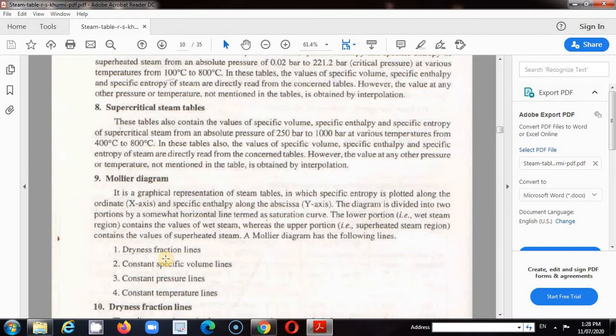The value of the dryness fraction is always less than 1 for that wet region, and there are various lines available in the Mollier chart. The first is dryness fraction lines. These lines are parallel to the saturated line and are available below the saturated line. The second one is constant specific volume lines. The third one is constant pressure lines, and the fourth one is constant temperature lines.